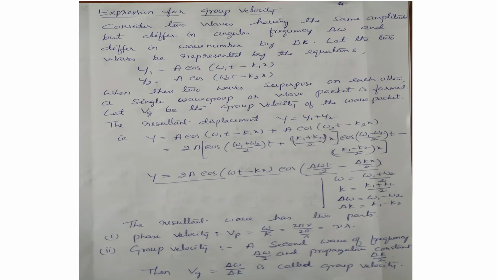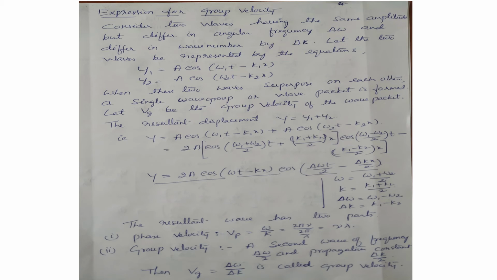Now, let us find out the expression for group velocity, the velocity of this group of waves. A group of waves consists of many waves superposed on each other to give a single wave as a group or a packet. Here, let us consider the group consisting of only 2 waves of displacements y1 and y2. Let omega1, omega2 be the angular frequencies of those 2 waves, k1, k2 be the propagation constants. And here, let omega1 minus omega2 be small, let it be delta omega. k1 minus k2 is taken as delta k.